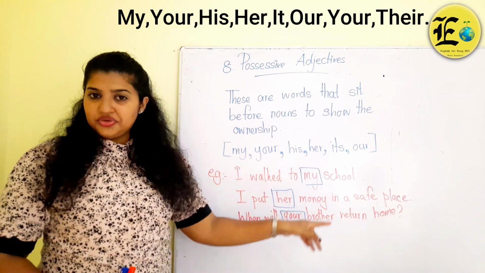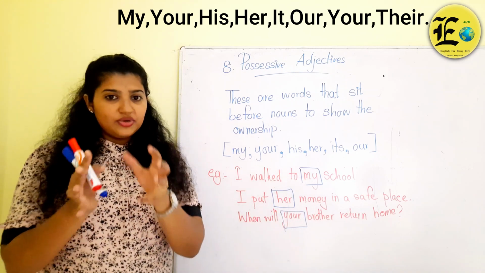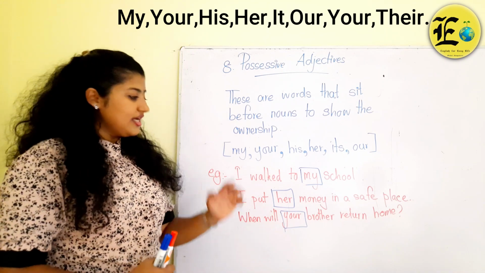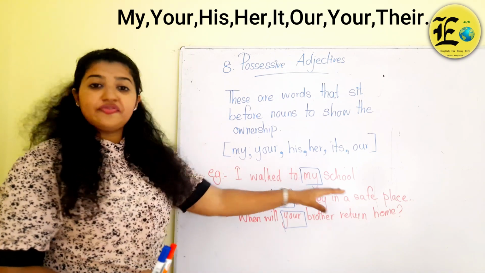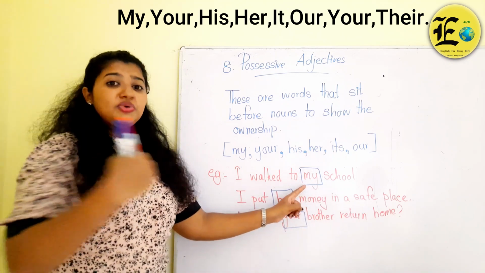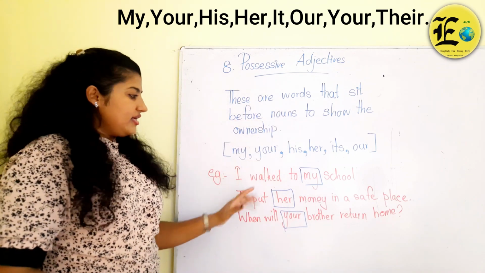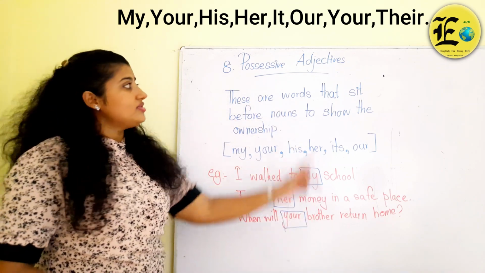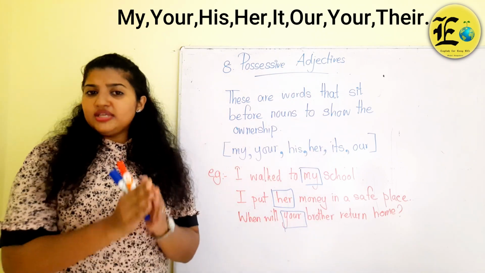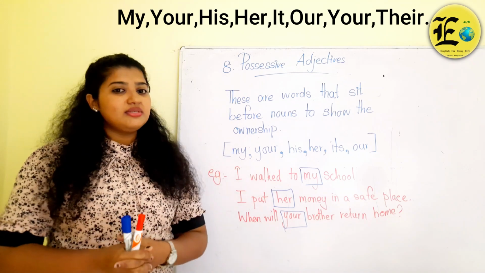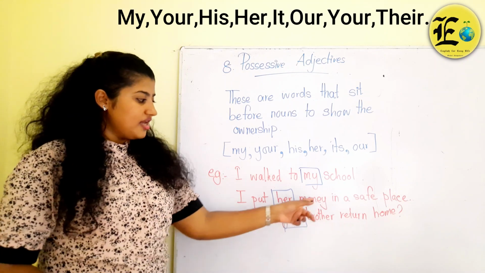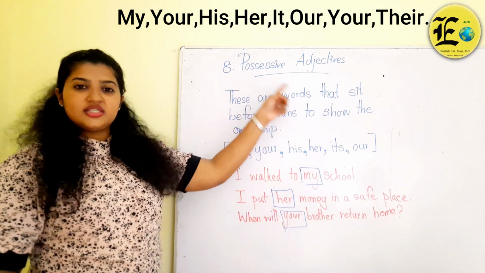I walk to my school. If you take the word my individually, it is a possessive pronoun. But when this is stated in a sentence in front of a noun, it converts from a possessive pronoun to a possessive adjective. Here I have circled the word my because it is a possessive adjective. I put her money in a safe place. If you take the word her individually, then it becomes a possessive pronoun. But when you add it into a sentence and state it in front of a noun, then of course it would be a possessive adjective.